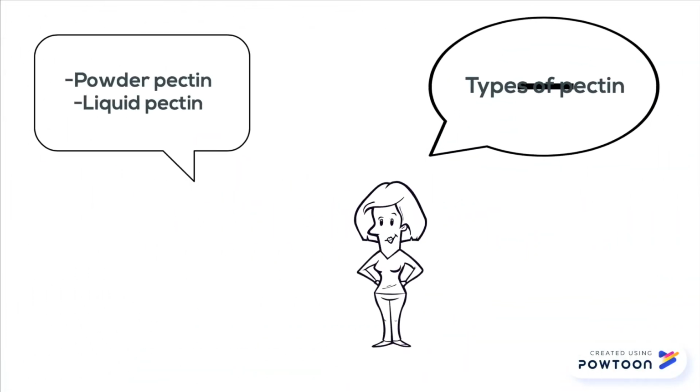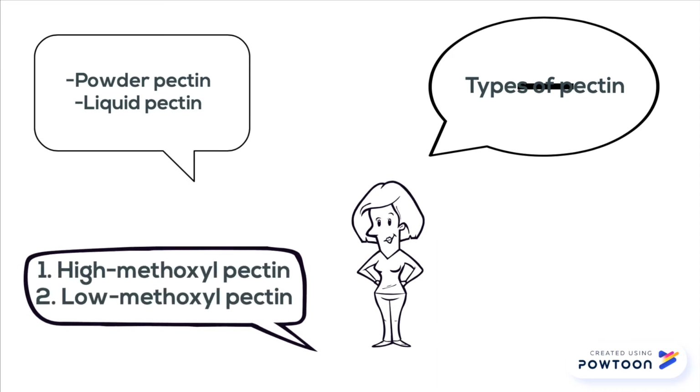Types of pectin. There are powder pectin and liquid pectin. In general, there are two types of pectin, which are high methyl pectin and low methyl pectin. High methyl pectin requires a significant amount of sugar to gel properly. Low methyl pectin requires a low amount of sugar to be gelled.